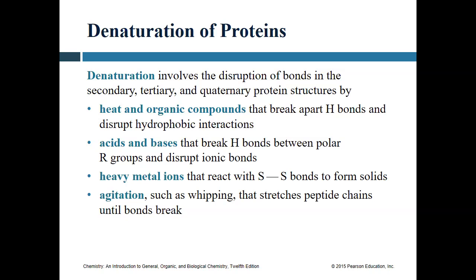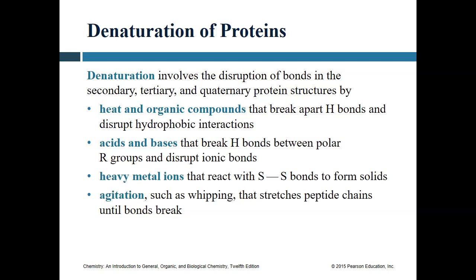So when we heat proteins, what happens is that the hydrogen bonds that exist in the secondary and tertiary structures get busted. And any hydrophobic interactions break down as well. And we can see this in heat. We can see this through the use of some other kinds of organic compounds, where the heat rips apart those hydrogen bonds. The organic compounds can disrupt those hydrophobic interactions because organic compounds are generally hydrophobic as well.